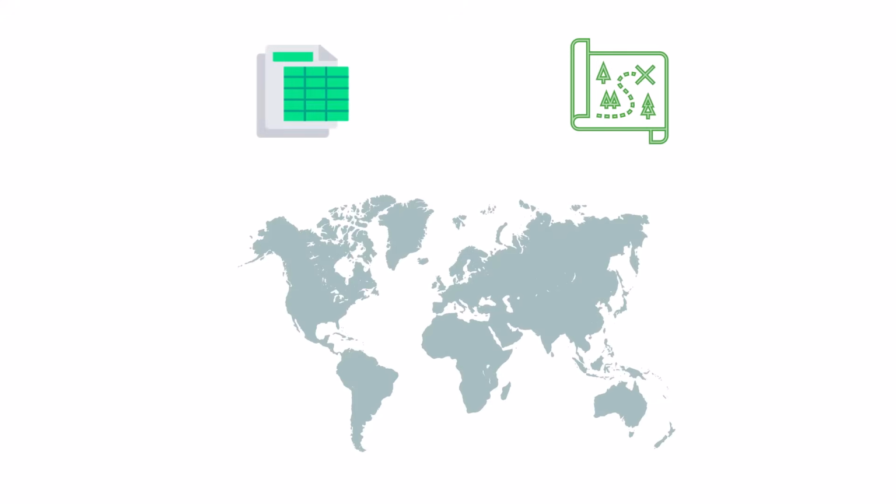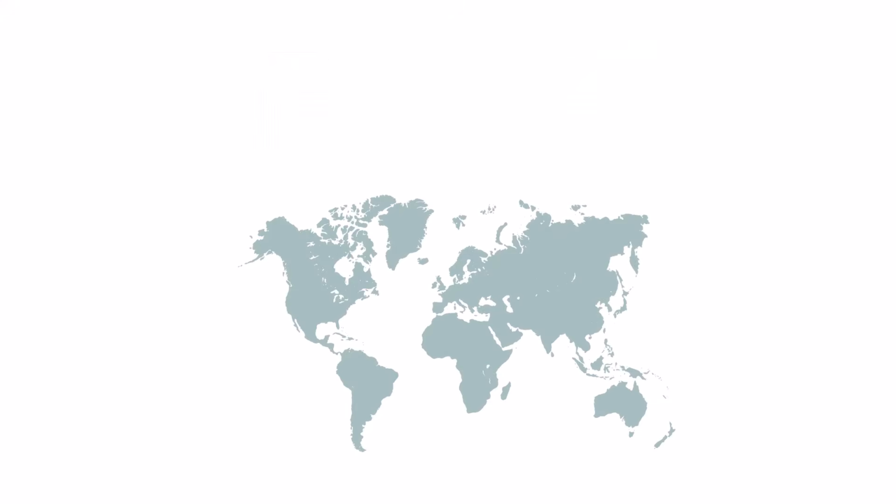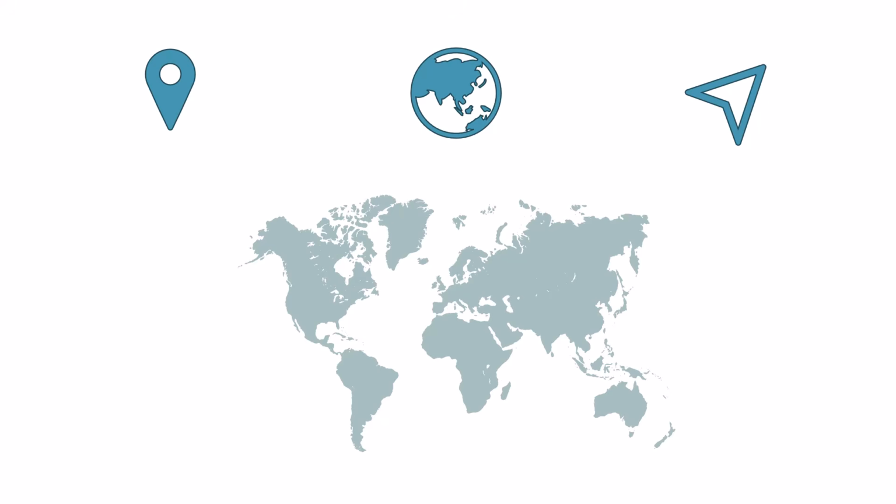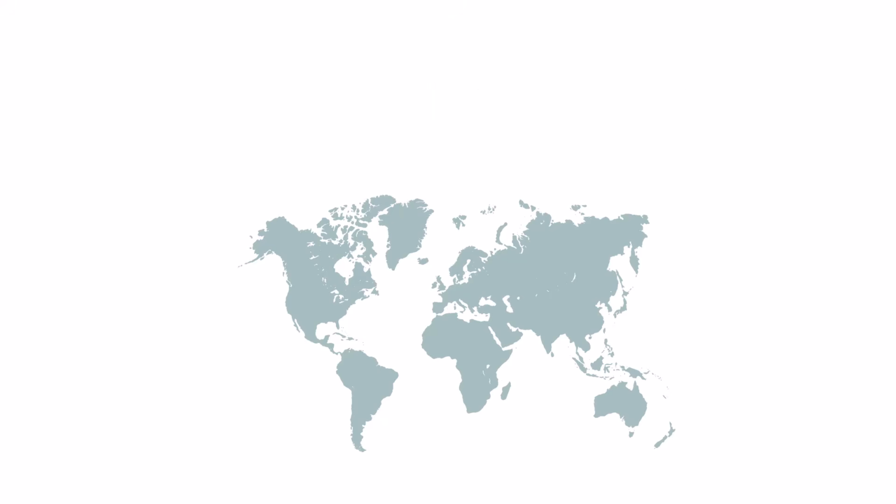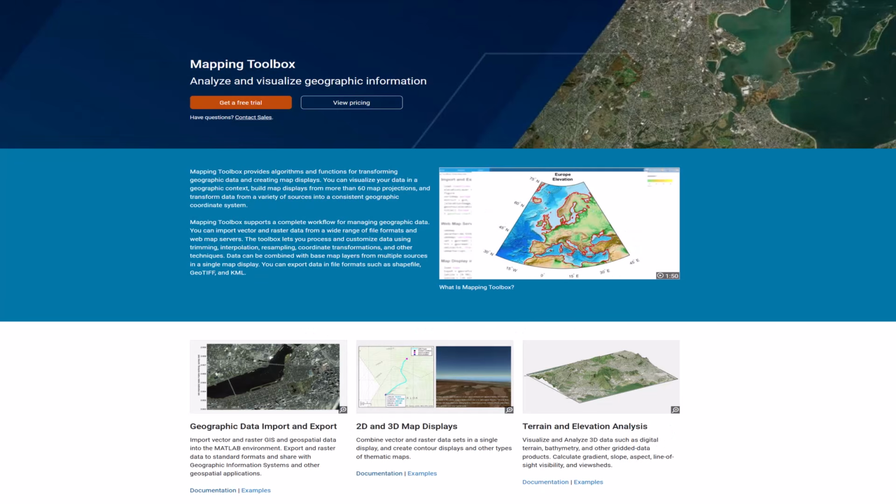Have you ever wanted to put your data on a map? Or maybe you're working with locations, countries, or coordinates and you're wondering how to actually see all of that information? That's where MATLAB's Mapping Toolbox comes in. The Mapping Toolbox is a powerful add-on in MATLAB that helps you analyze and visualize geographic data.